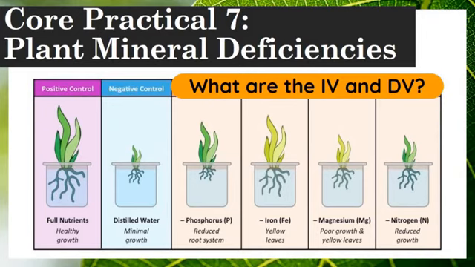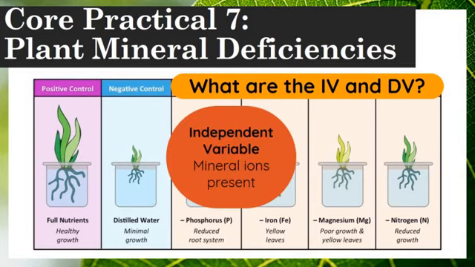So, Core Practical 7 with plant mineral deficiencies. The first thing that we can do is look at this picture and ask ourselves, what is the independent variable, the IV, and the dependent variable, the DV? So, the independent variable is the mineral ion type that is present.